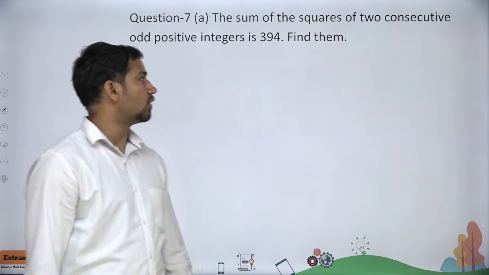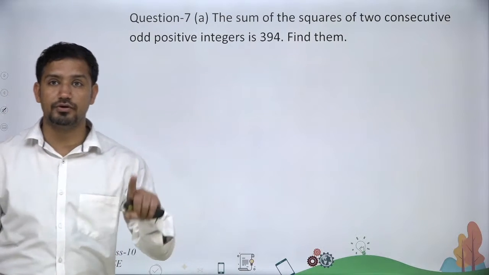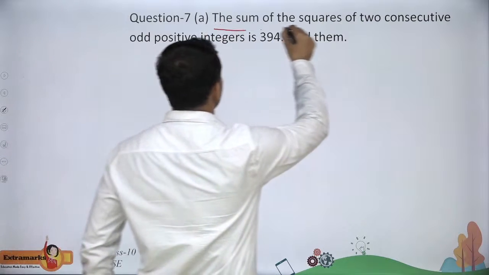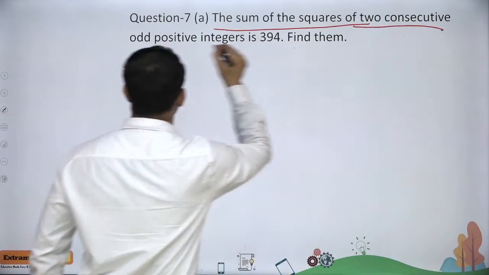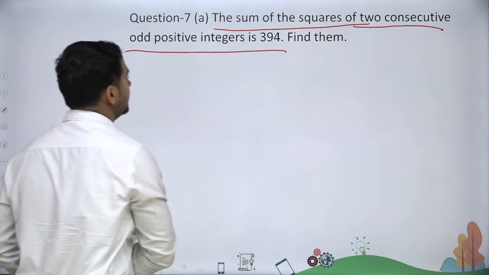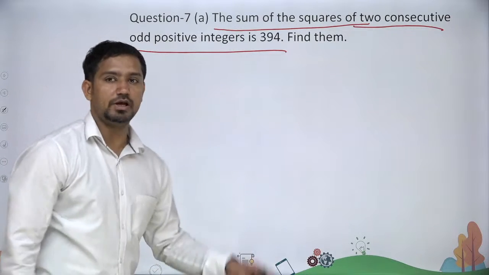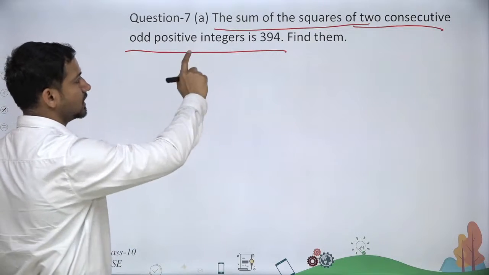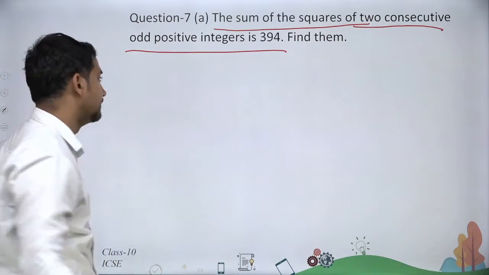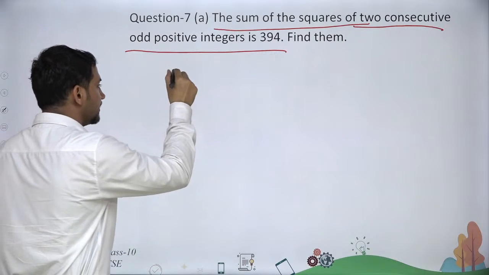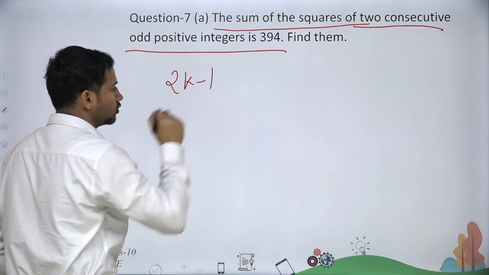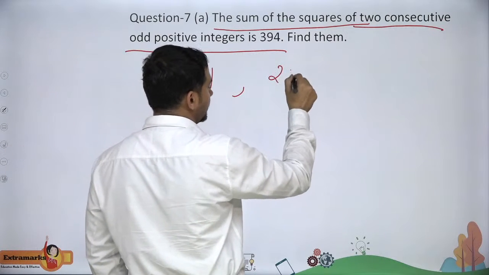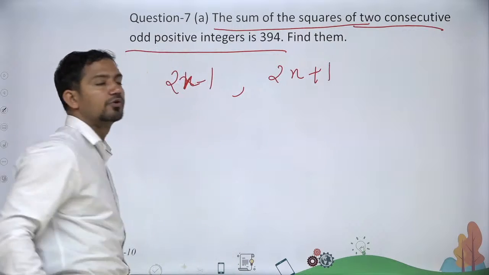The sum of the squares of two consecutive odd positive integers is 394. So this should be equal to 394. How do we get it? Let the first one be 2x minus 1, and the second one 2x plus 1. These are the two consecutive odd integers.